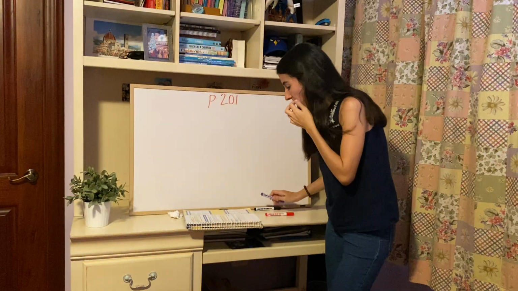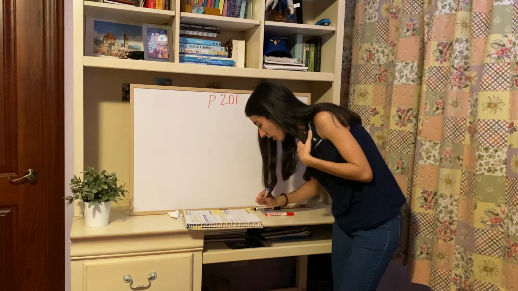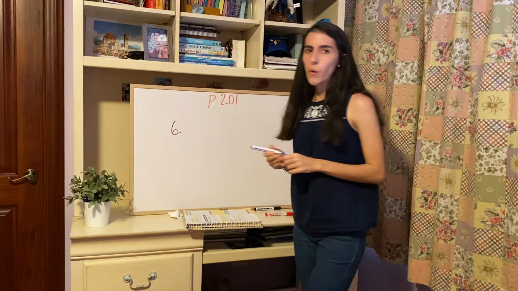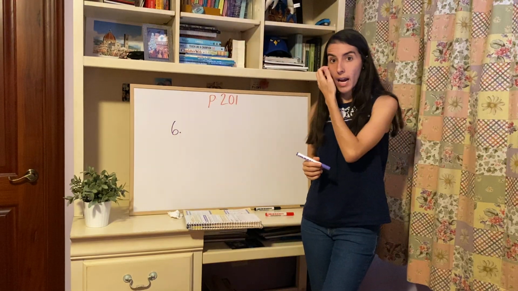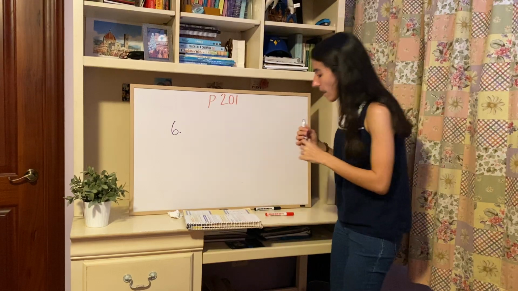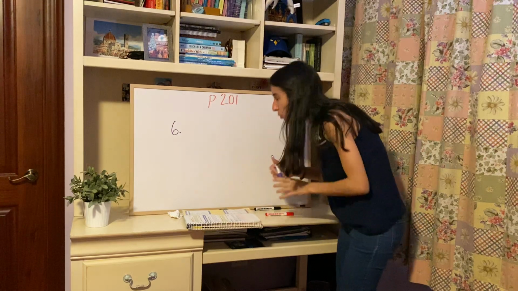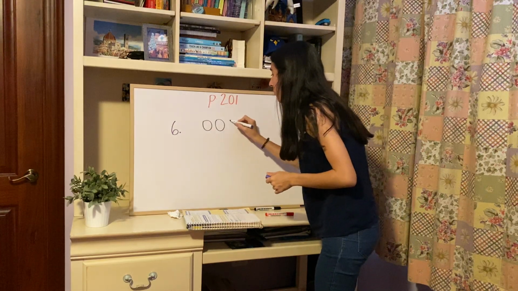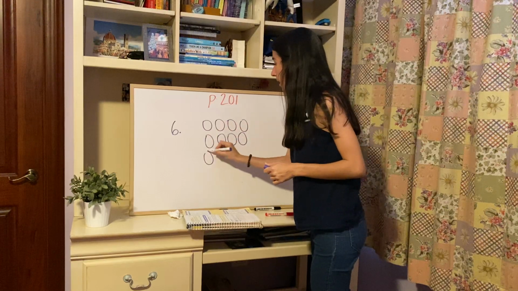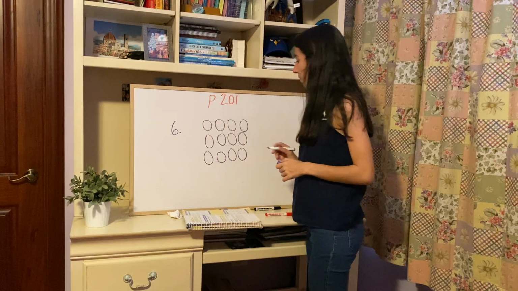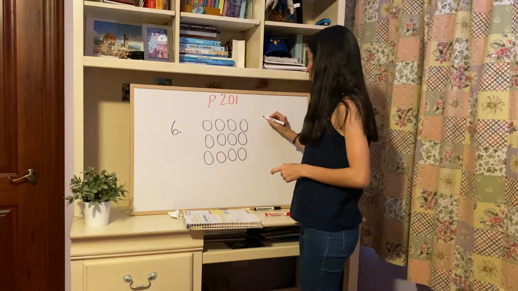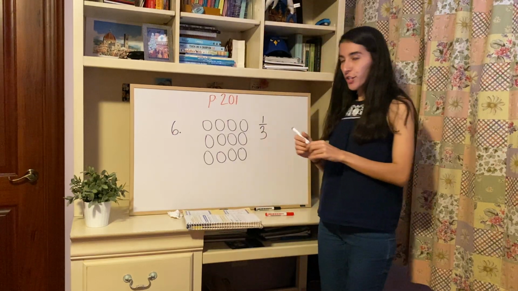But I'm going to move on to number 6. So just go ahead and move down to number 6 for a moment. I do want you to do number 5, but look at number 6 with me, okay? So it says, I've got 12 circles. 1, 2, 3, 4, 5, 6, 7, 8, 9, 10, 11, 12. Okay, and it says that 1/3 of the circles are shaded.